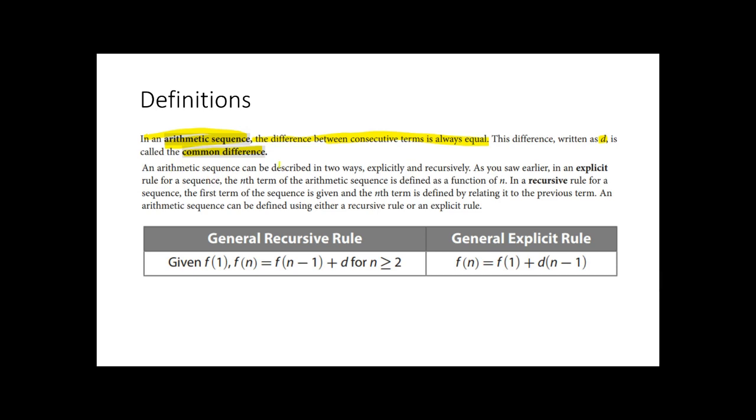Now, an arithmetic sequence can be described in two ways, explicitly or recursively. Now, as we saw earlier, in an explicit rule for a sequence, the nth term of an arithmetic sequence is defined as a function of n.